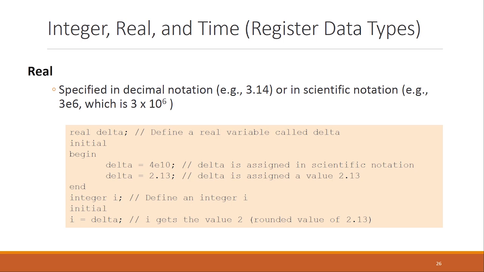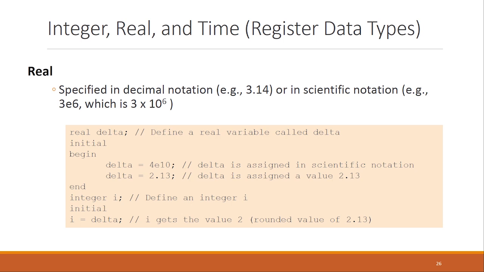Here we have defined a variable of real data type, real delta, and then we are assigning values to that delta variable. Delta is equal to 4E10, that is 4 into 10 to the power 10, and then delta is equal to 2.13. There we are assigning 2.13 to the delta variable.